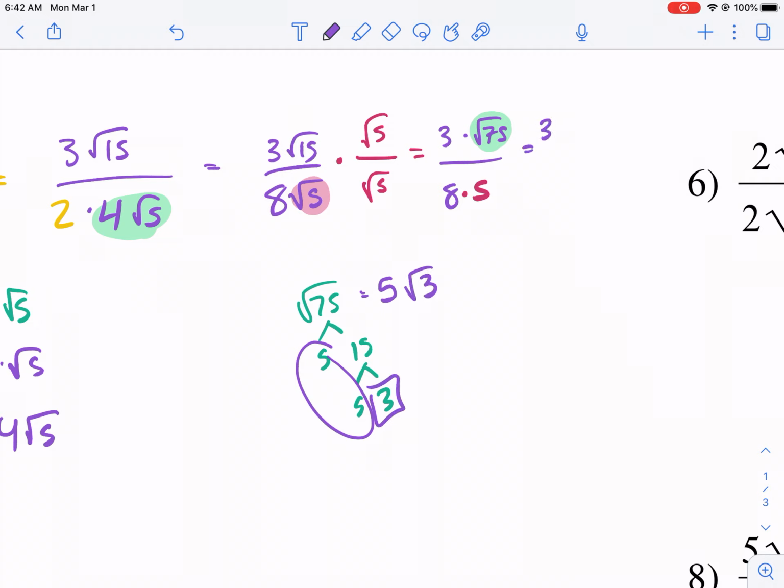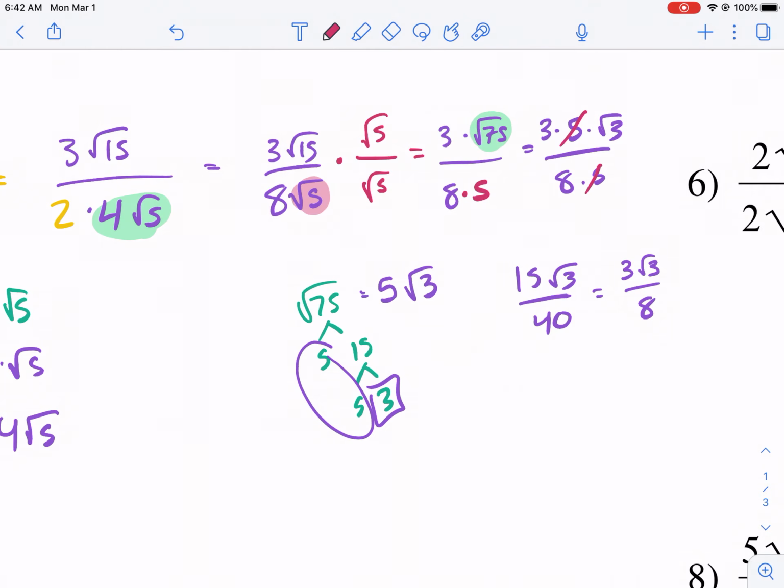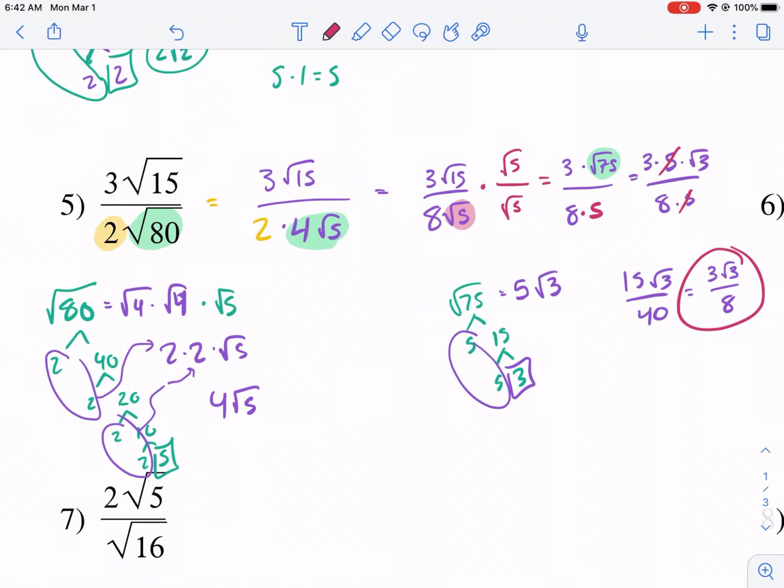So this gets rewritten as 3 times 5 times radical 3 over 8 times 5. That's 15 radical 3 over 40. You simplify, dividing both by 5, and you get 3 radical 3 over 8. Or you could have just recognized that you can cancel the 5s here, and we get 3 radical 3 over 8 that way.